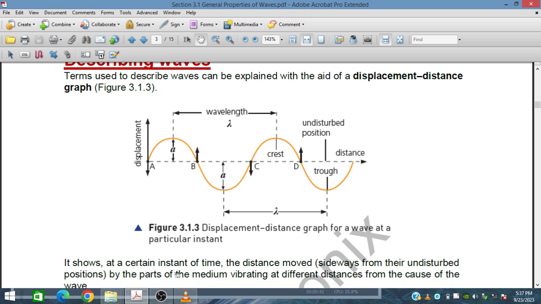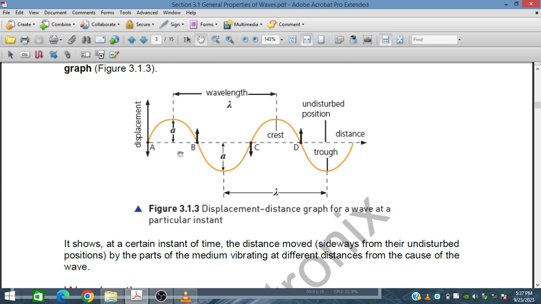and it shows at a certain instant of time the distance moved from their undisturbed position by the parts of the medium vibrating at different distances from the cause of the wave. So in this shape we see this is the disturbed position and this dotted line is the undisturbed position. These particles are vibrating at different positions. So this is the shape of a wave.